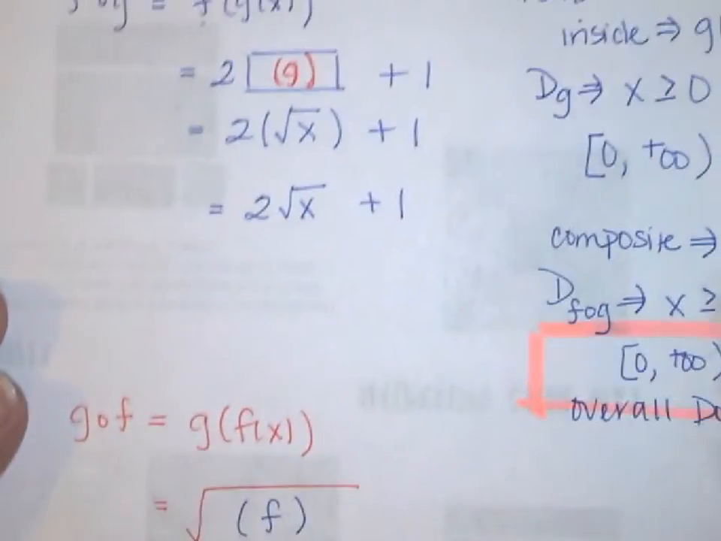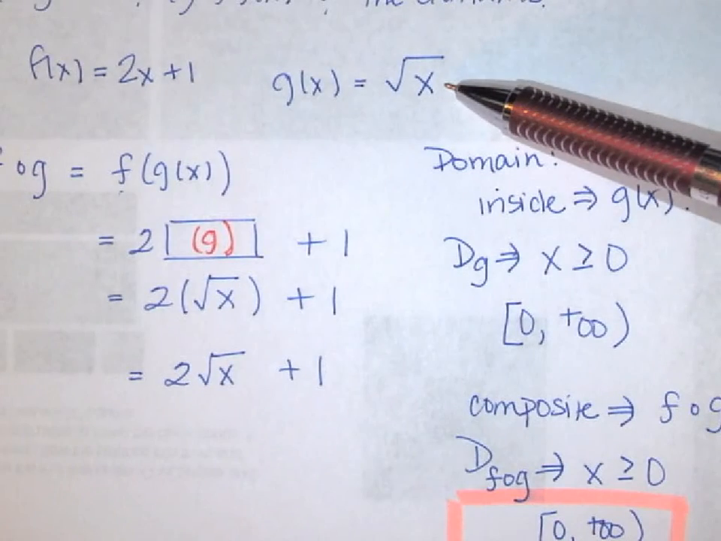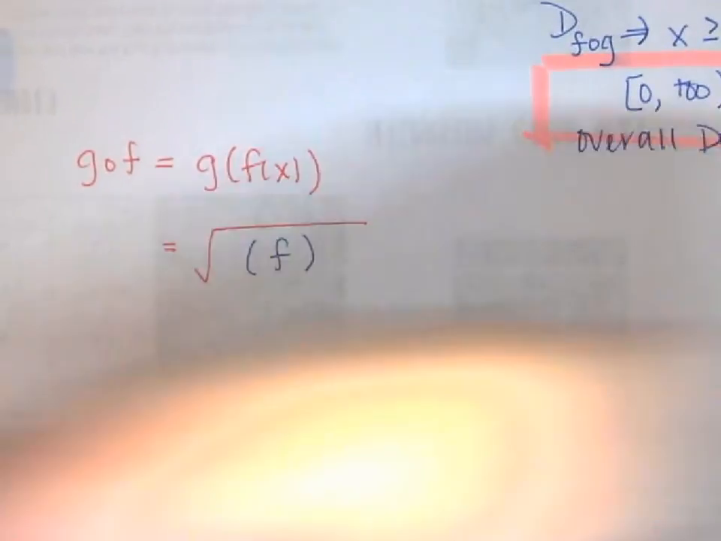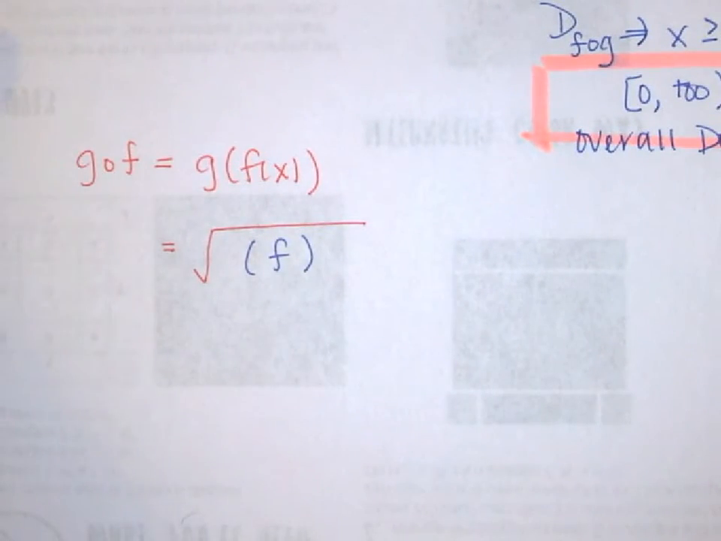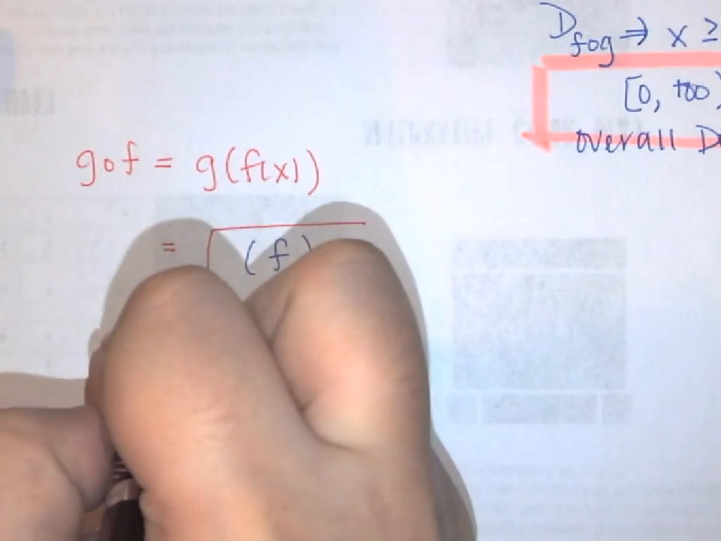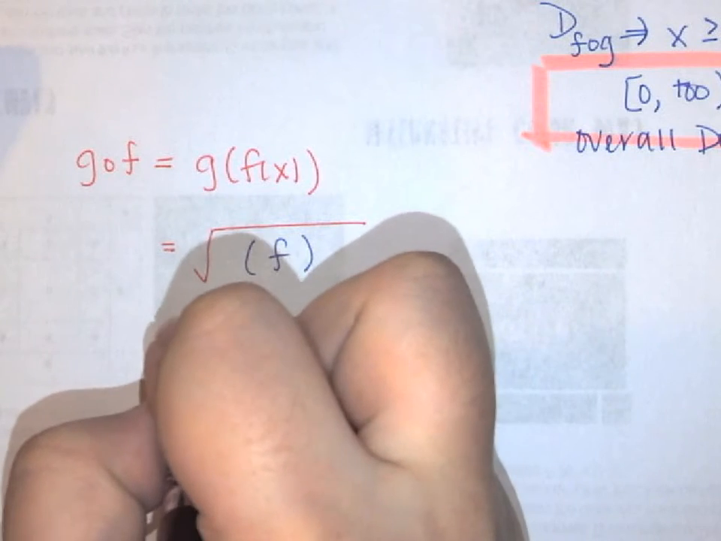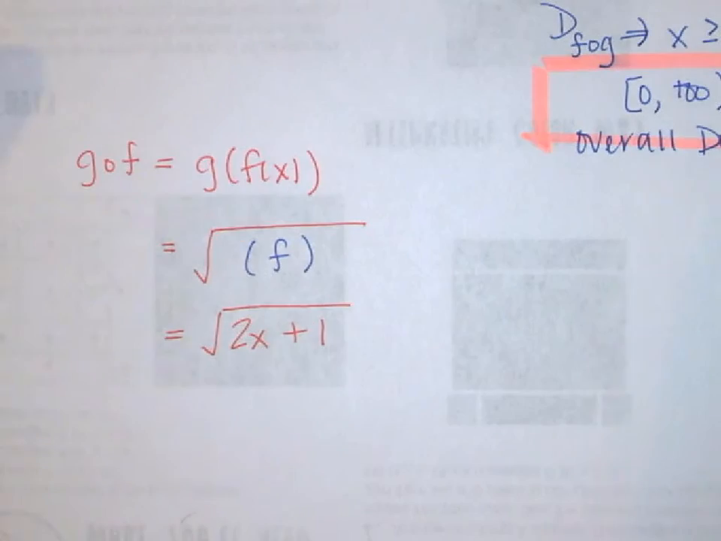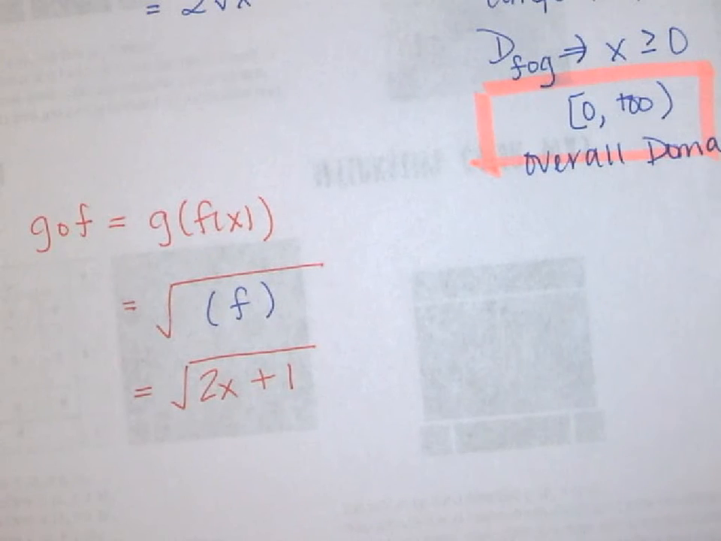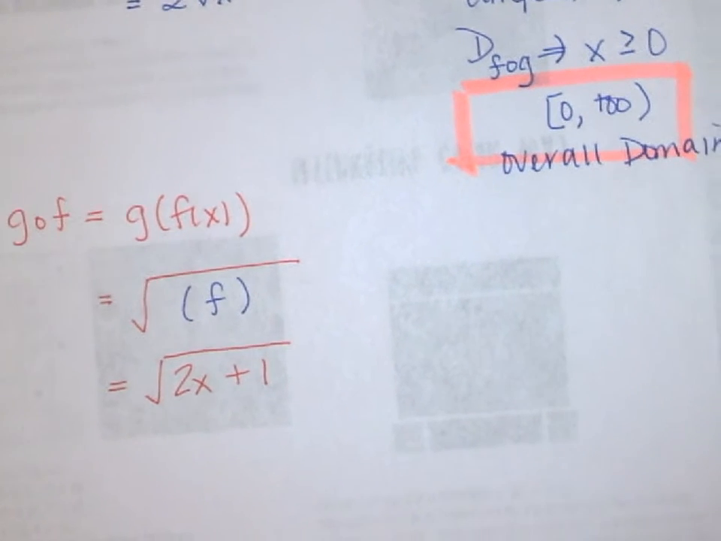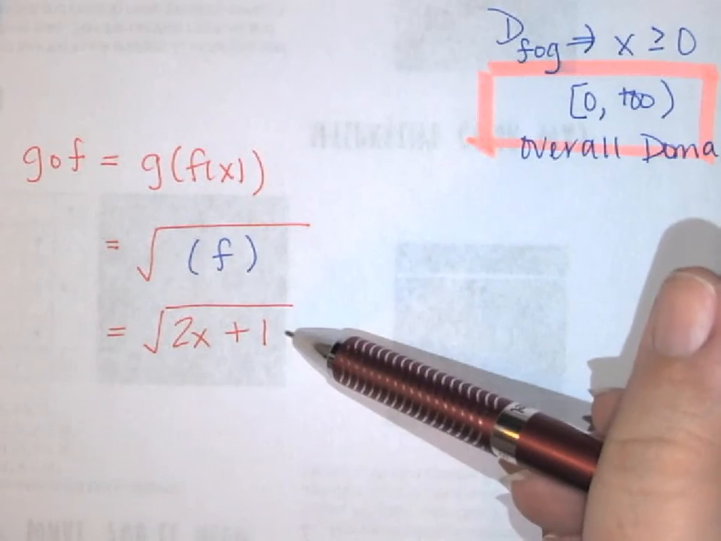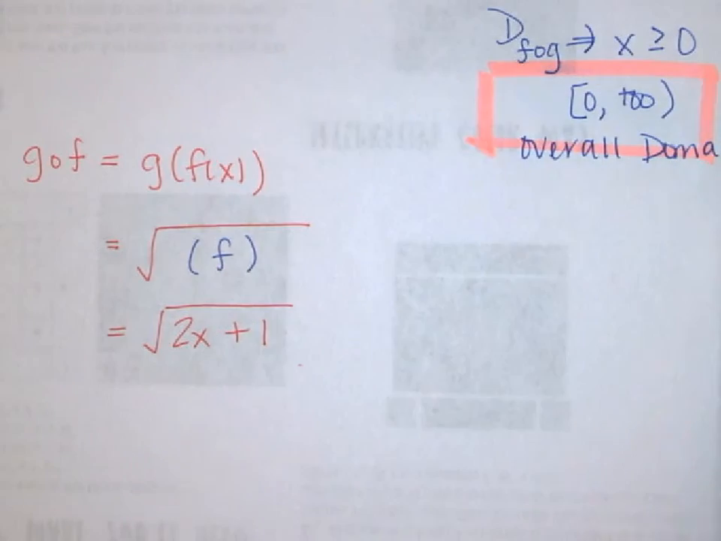And the reason for that is because, if you remember, g of x was just simply the square root of x. Okay? So here I have to input my f, which says I now have the square root of 2x plus 1. Okay? So, if you remember, there's nothing else for us to do here, so this is actually our composition.